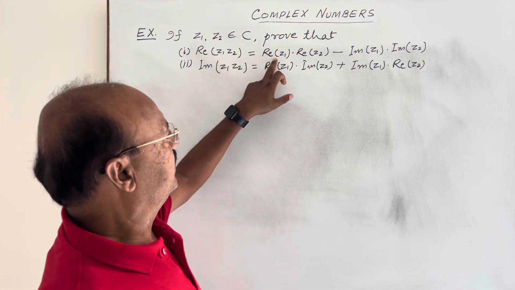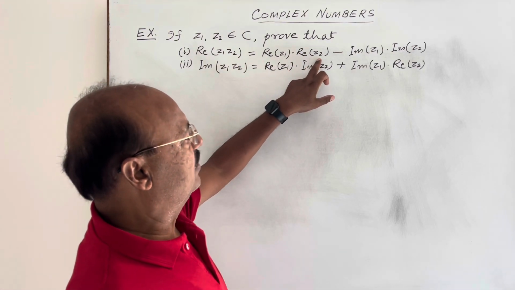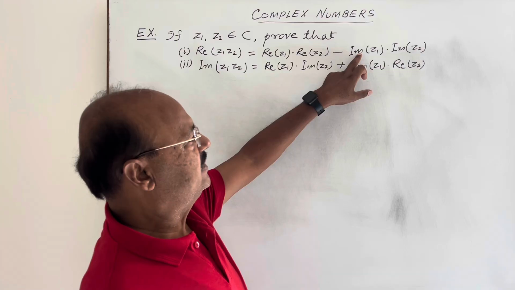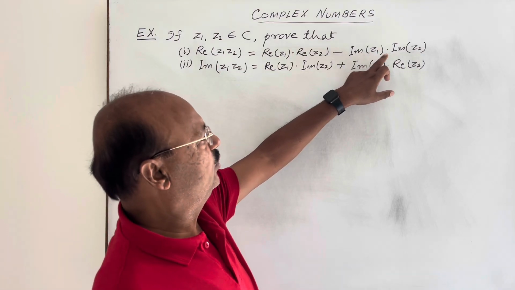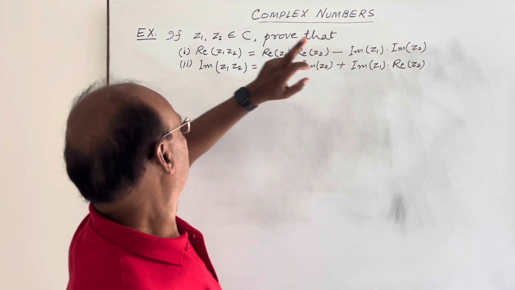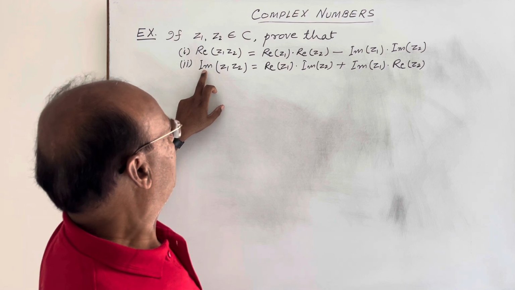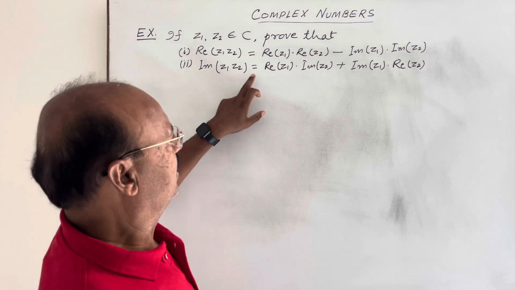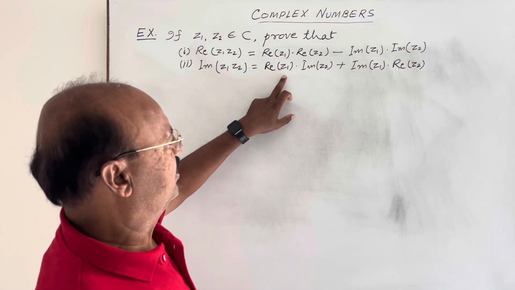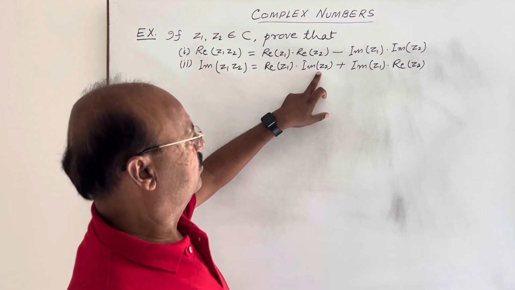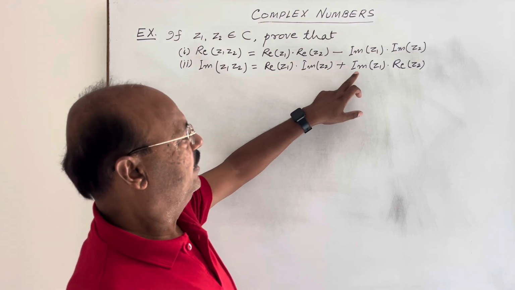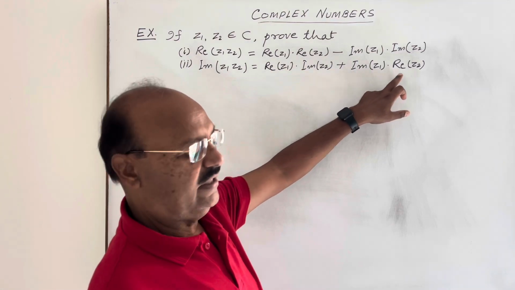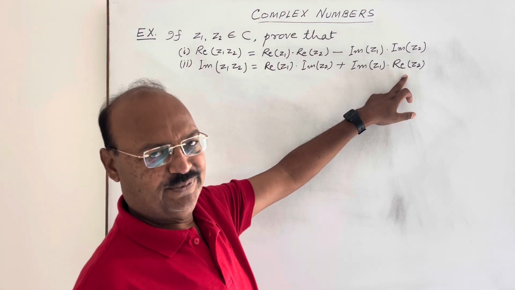equal to real part of Z1 into real part of Z2 minus imaginary part of Z1 into imaginary part of Z2. Second, imaginary part of Z1 into Z2 is equal to real part of Z1 into imaginary part of Z2 plus imaginary part of Z1 into real part of Z2.